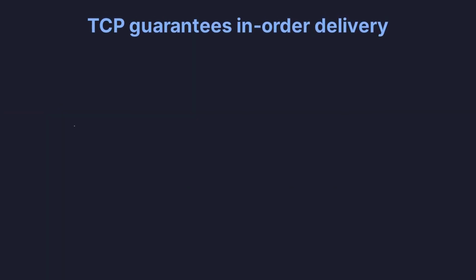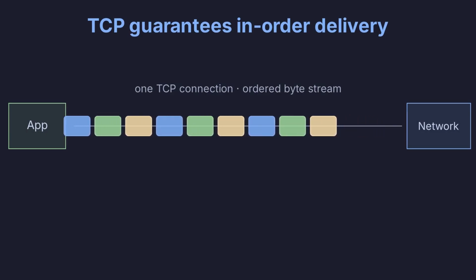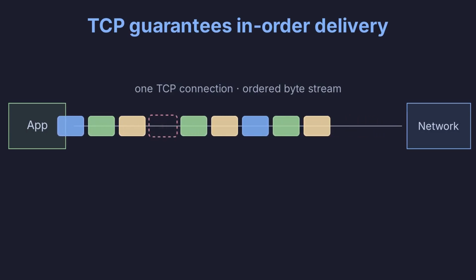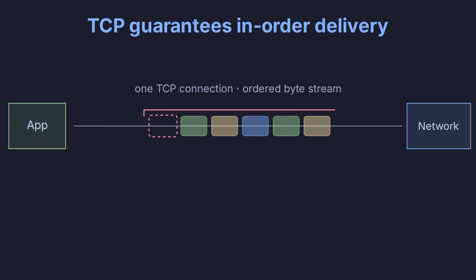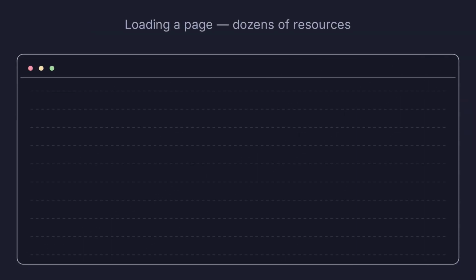But here's the catch. HTTP 2 runs over TCP, and TCP guarantees in-order delivery. If a single packet is lost, TCP withholds all subsequent data until that lost packet is retransmitted and acknowledged. That means every multiplexed stream hits the same wall. This is TCP head-of-line blocking. A single lost packet can stall your entire page load.